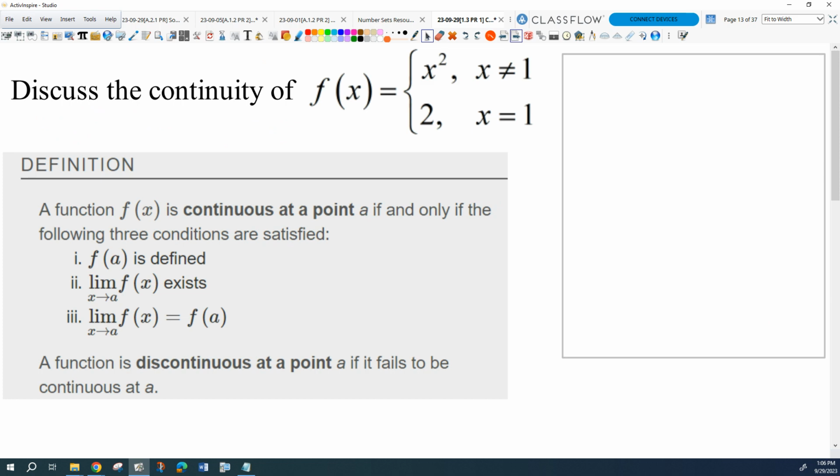Is the function defined at, what's a? 1. Okay, 1 is the only place. X squared by itself is fine, right? Y equals 2 by itself is fine. But potentially they don't match up. Okay, so I guess we should say that a equals 1. So what is the value of f of 1? 2. Okay, does the limit exist?